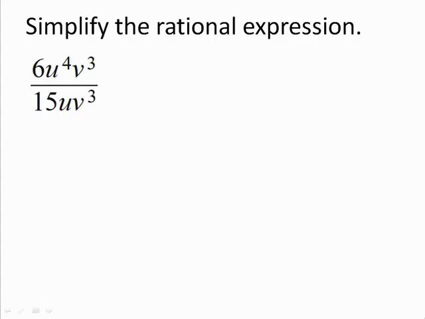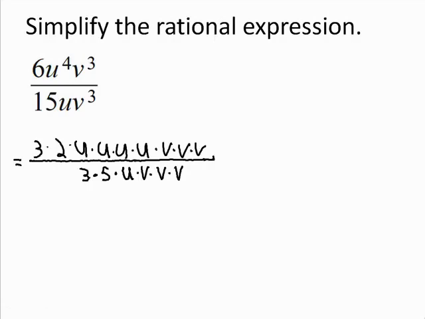Simplify the rational expression 6u to the 4th power times v cubed divided by 15 times u times v cubed. Write each factor as its prime factors. There is a 3, a u, and 3 v's in both the numerator and denominator, so they all cancel out. You are left with 2u cubed divided by 5.